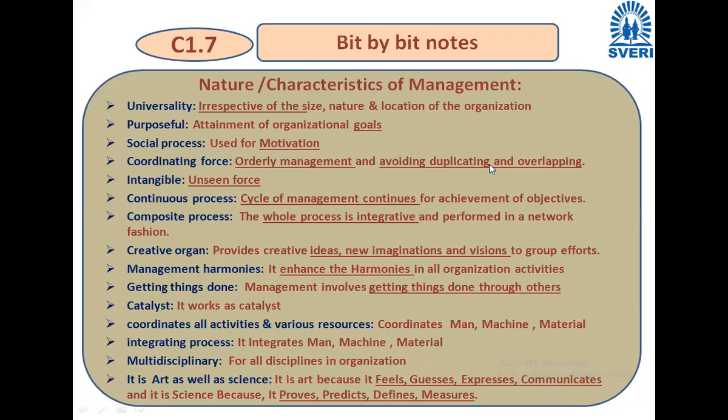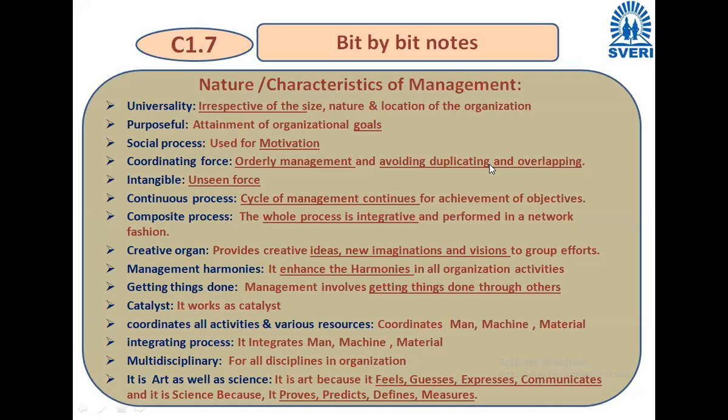They proved it. Here we are proving some theorem and so on. It is science, right? So it is proved that when management was done like this, this production came out. It is proven. You can predict also. Prediction comes under the science. Then again, define. You can define the management. You can measure also. So that's why it is called as an art as well as the science.